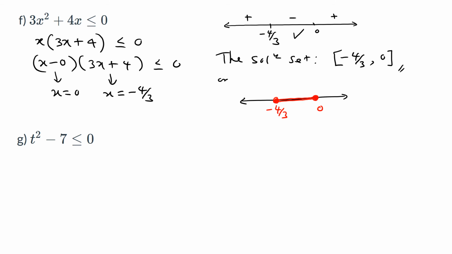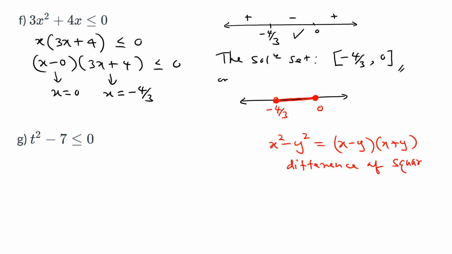Go to the last problem, and again it's just the factoring that is different. So we have x squared minus 7. How to factor this? We may recall something. Remember, if we have x squared minus y squared, this is going to factor into x minus y and x plus y. This is what we call the difference of squares formula. Okay, so we can use that fact here.